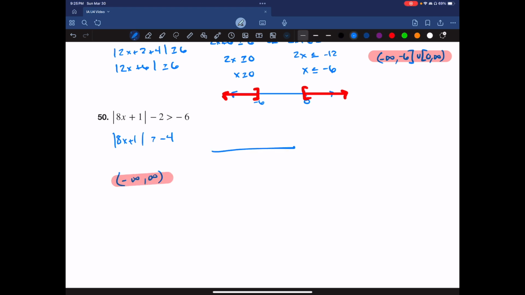Okay, and then if you want to know what the line looks like, you're just shading the whole thing. You don't want to overwhelm the line, so I'm going to keep it short, but you get the idea. All right, so that is rational expressions and inequalities and absolute values.